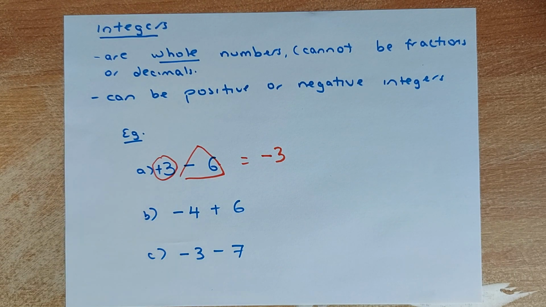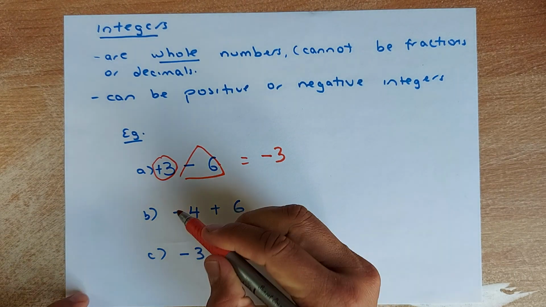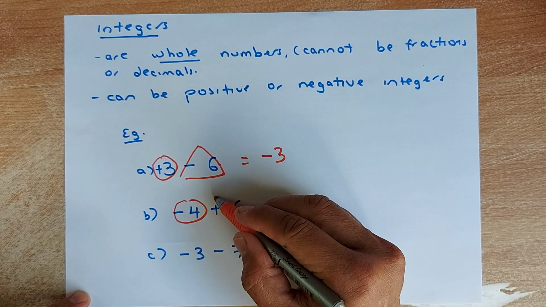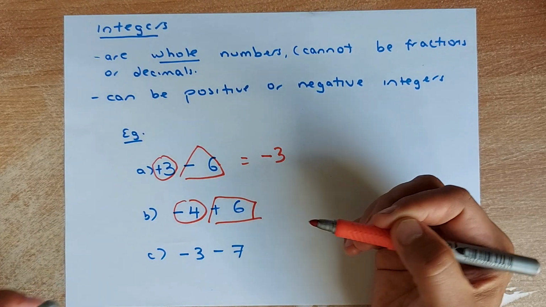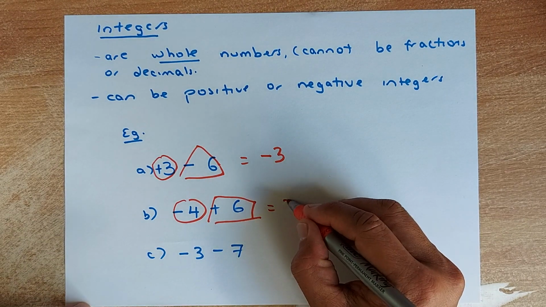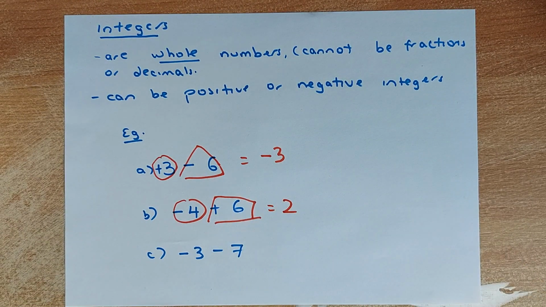Similarly, the second example, if you have a -4, this negative belongs to this 4, and the positive belongs to this 6. If you spend $4 and someone gave you $6, what's the final outcome? Very simple. If you have $6 and you spend $4, the answer is going to be $2. So far, so good? Good.